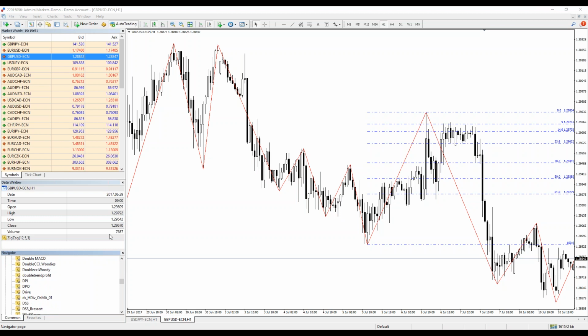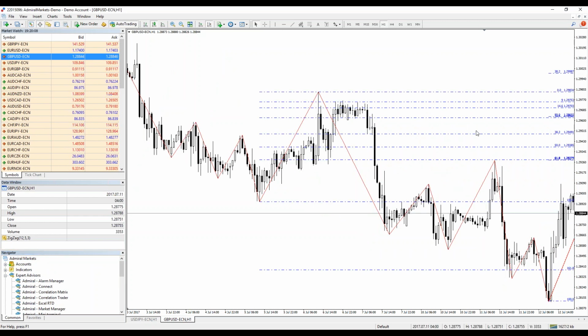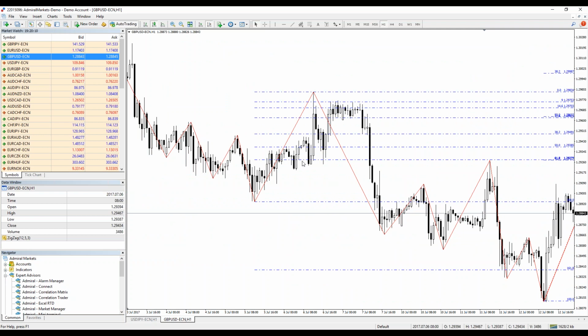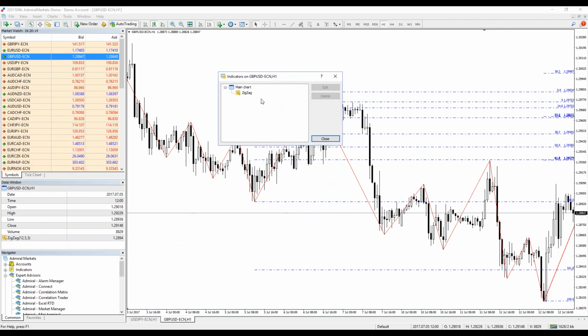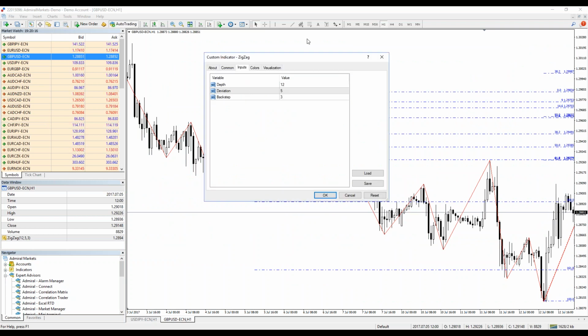guys, this is ZigZag, and inside its settings, we need to make it correct. So what is the correct setting? I don't know. I still charted these patterns manually. I haven't used ZigZag myself, but definitely I think the only indicator that can be good to automate this approach is a ZigZag. So these settings should be messed with.